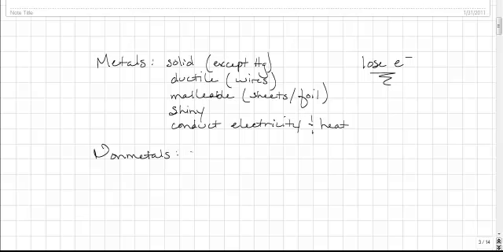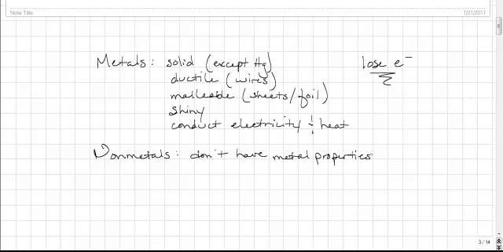And our nonmetals are basically a mess. Okay, there's lots of different properties, but the main thing is that they don't have the metal properties. It's a lot harder to give generic properties for them because some are solid, some are liquid, some are gas. So there's a lot of variation.